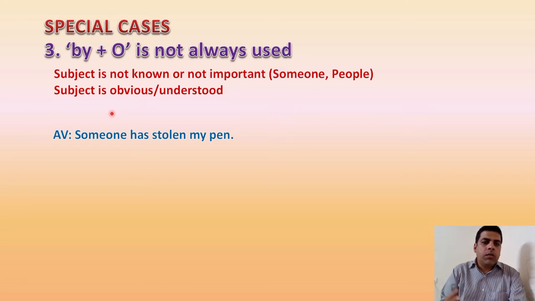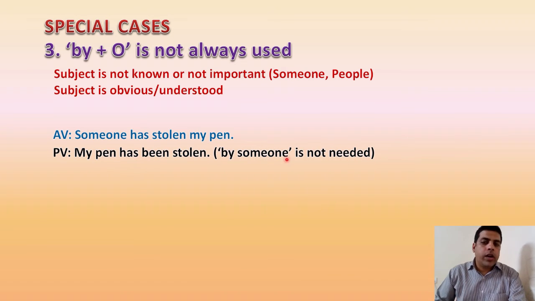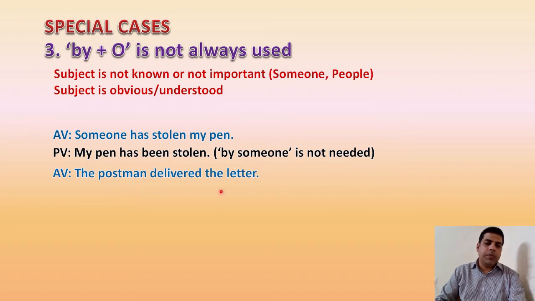So it is not material, not so important. It can be anybody, unknown, not so important. In that case, we can go on without by plus object. So what will be the answer? My pen has been stolen. By plus object is not at all needed. You are not supposed to write it. Look at one more example.